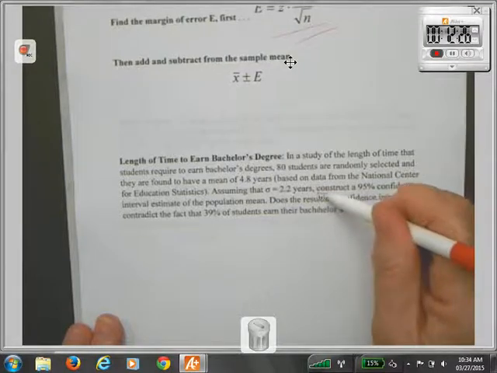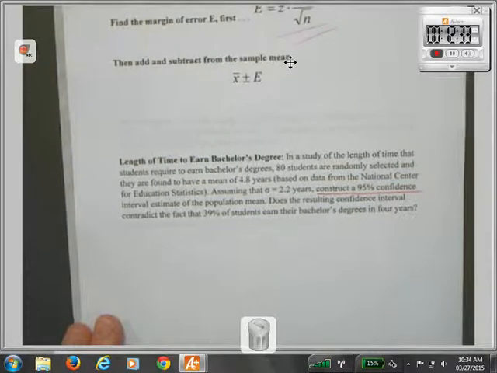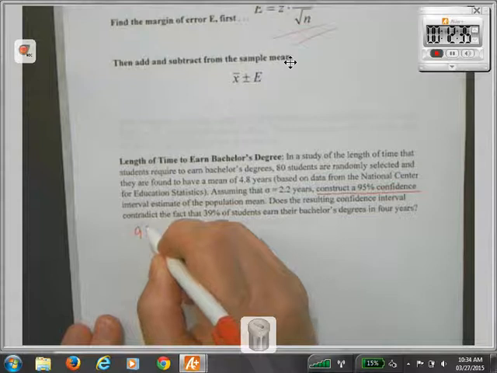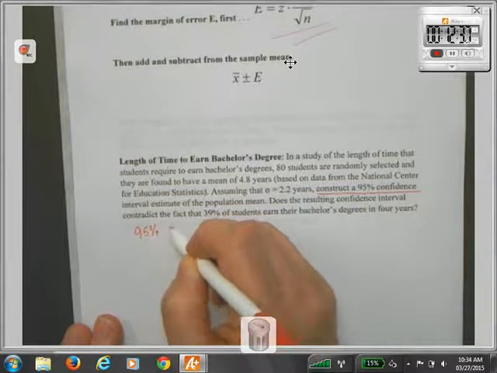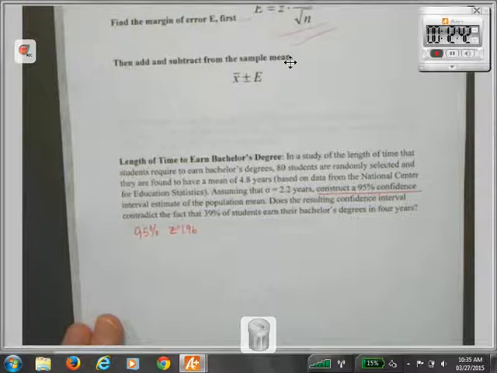There it is. There's the direction. Construct the confidence interval. So that means we have to do this math to create the confidence interval. All right. So what is Z for 95%? 1.96 for now. It's going to change in a minute.